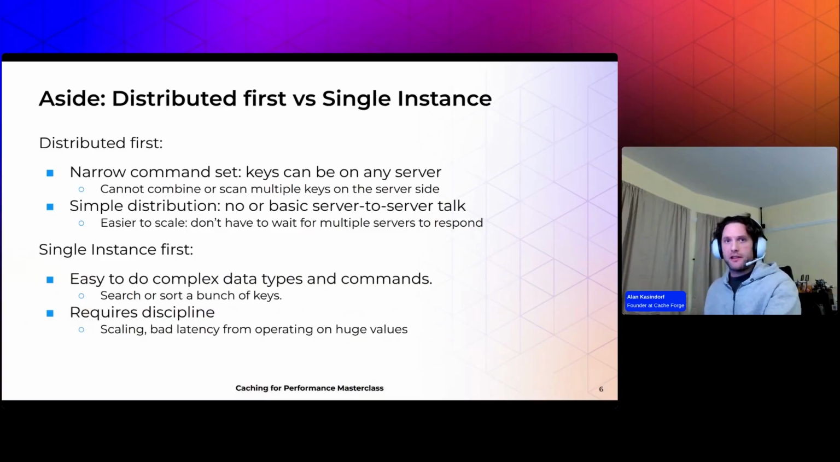So now that I've defined what Memcached is on a high level and where it helps you as a tool, I want to take a quick second to step back and talk about why these commands are the way they are. And this is mostly because Memcached is a distributed first project versus another in-memory data store, which might be single instance first. And I want to talk about how that differs.